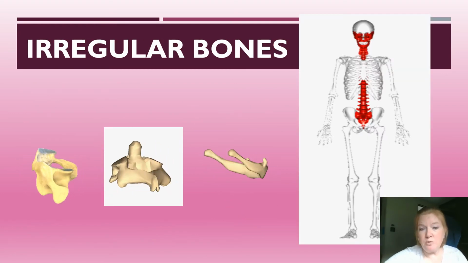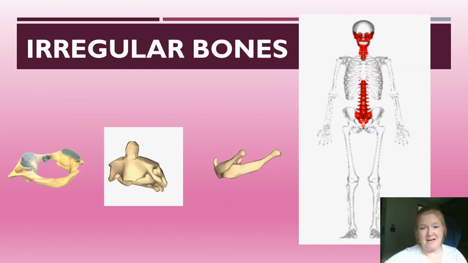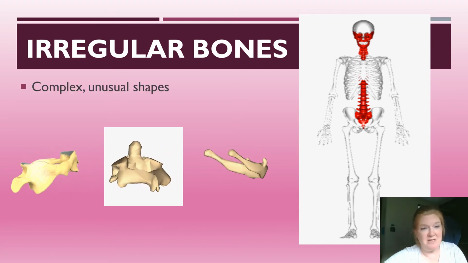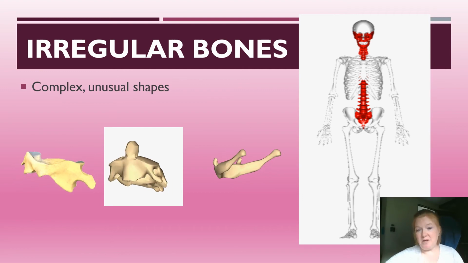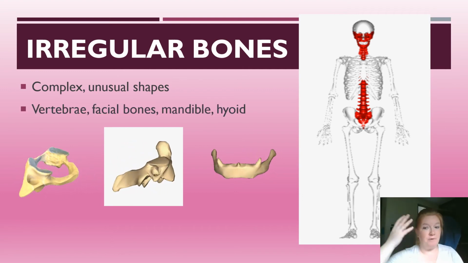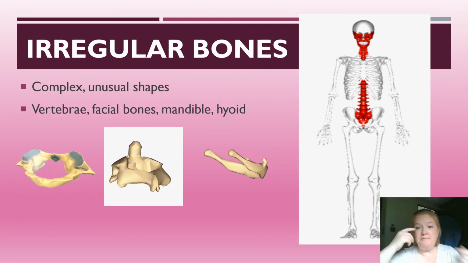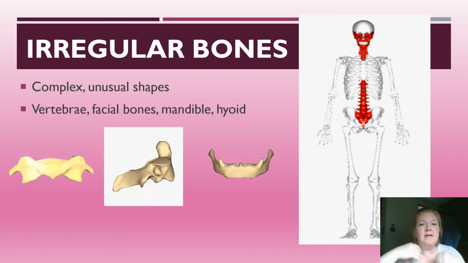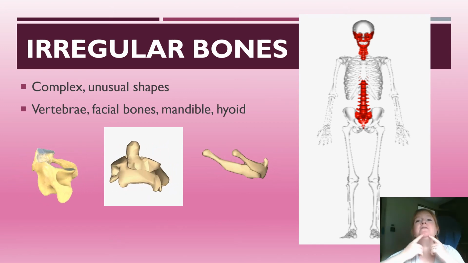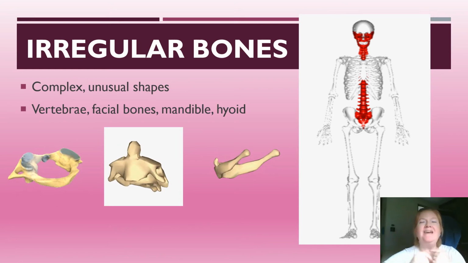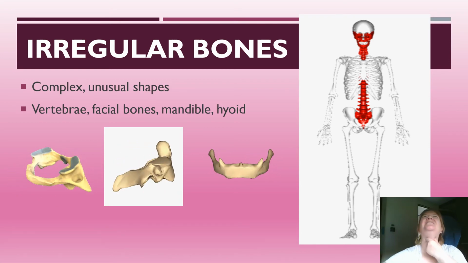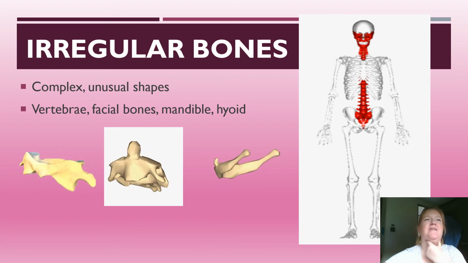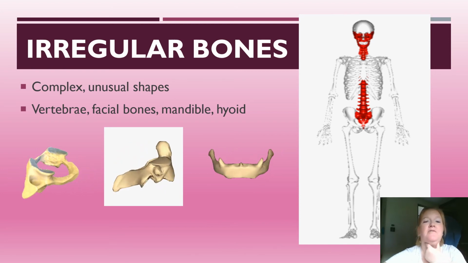Then we have irregular bones. They don't really fit in any other category, sort of weird shaped. So they have complex, unusual shapes. Our vertebrae, our facial bones, all the bones that make up our face, the mandible, that's the lower jaw, and then the hyoid, which is a bone right here, where your tongue attaches, and you can kind of feel it and move it back and forth.